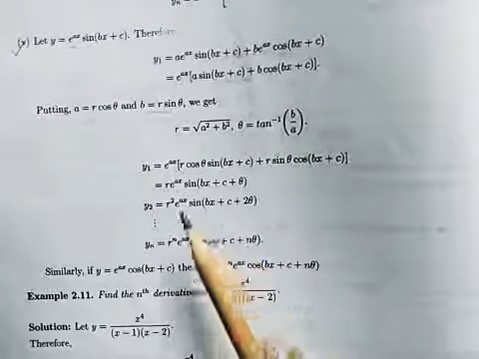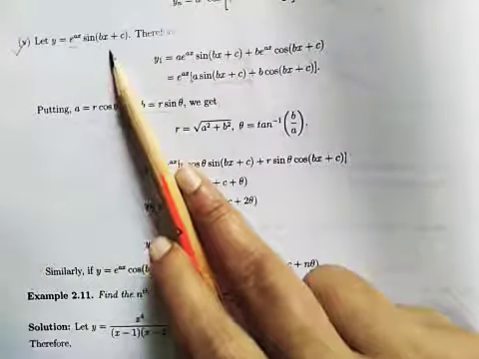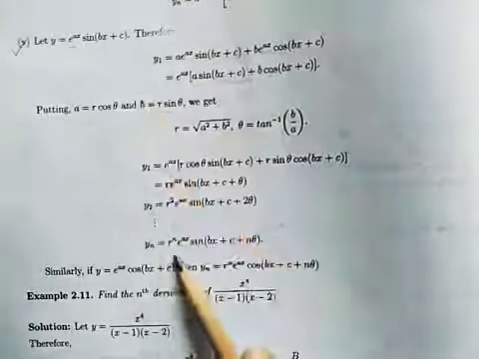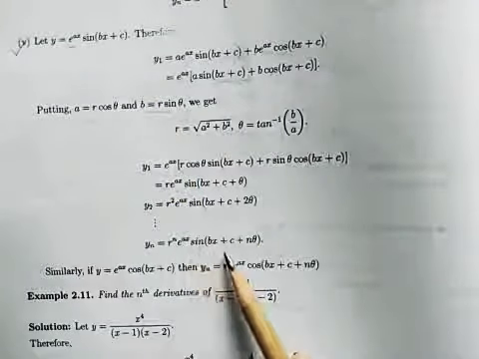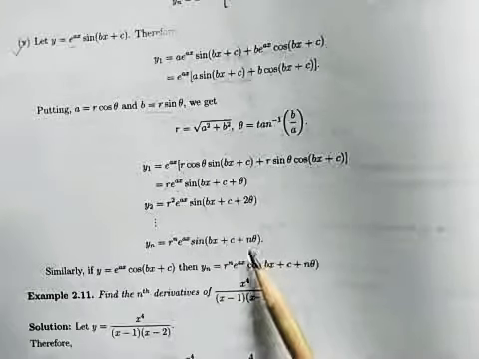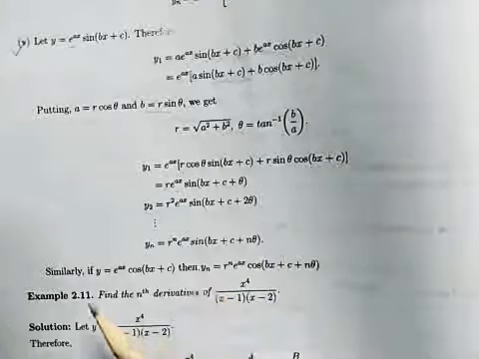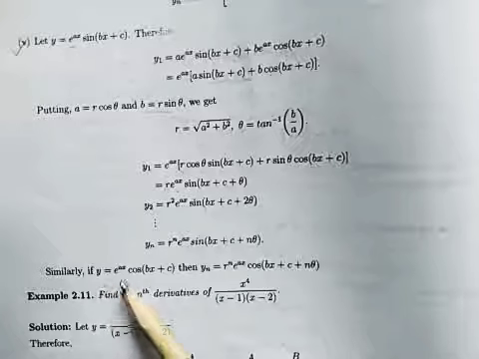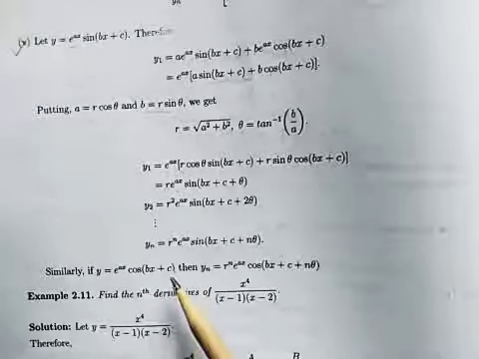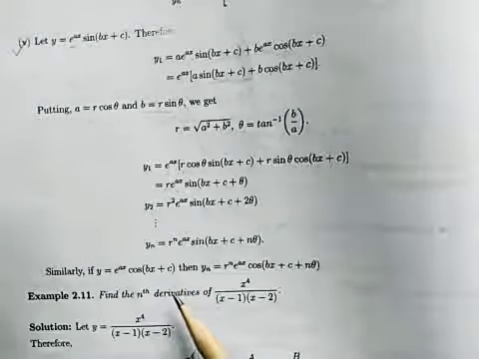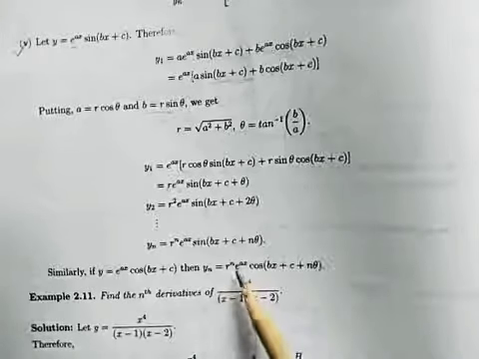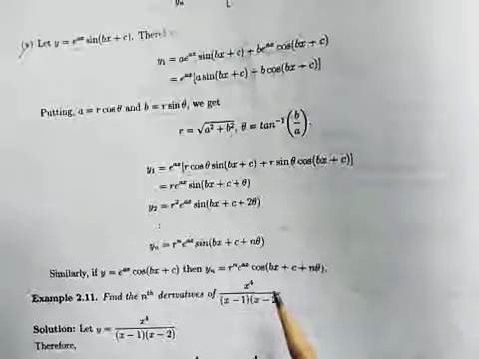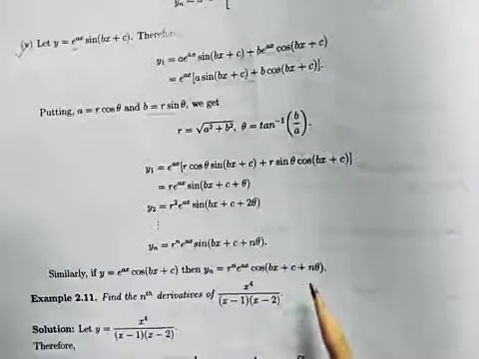Okay, so if y is e raised to ax sin(bx plus c), then its nth derivative is r raised to n e raised to ax sin(bx plus c plus n theta). Similarly, we can find the formula for y equal to e raised to ax cos(bx plus c). For this, its nth derivative yn is equal to r raised to n e raised to ax cos(bx plus c plus n theta).